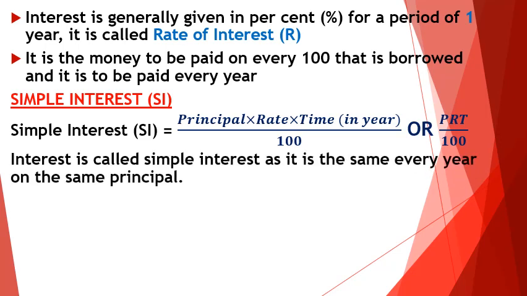Interest is called simple interest as it is the same everywhere, every year on the same principal. That is why this interest is called simple interest. The interest is the same every year on the same principal.